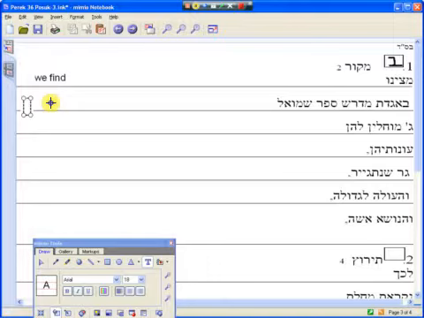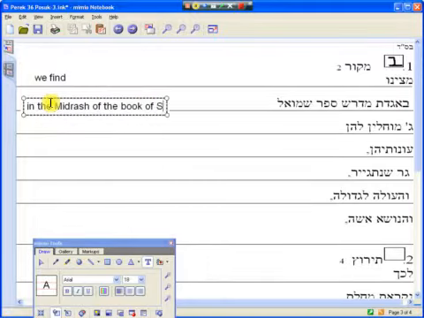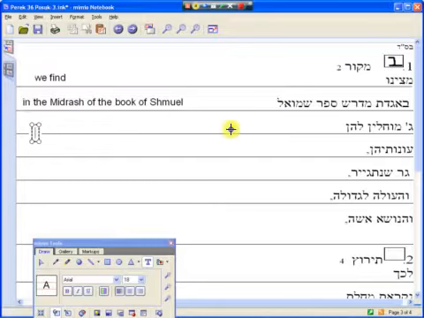the Agadas Midrash Sefer Shmuel, in the Midrash of the book of Shmuel. There are many different types. There's Sifri, there's Midrash Sifri, Agadas Midrash. There's different types of Midrash. So I just translated as in the Midrash of the book of Shmuel, rather than saying in the Agadas Midrash of the book of Shmuel.